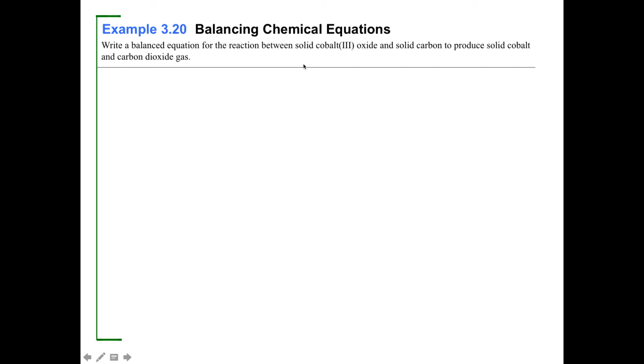Oh, crud. Okay. So I lose my notes when I do it like this. Okay, so let me go back. That solid is here. And the cobalt-3 is here. Okay. And solid carbon. And carbon is elemental. Okay, can you see the solid here? To produce solid cobalt plus carbon dioxide gas. Can you see that? Carbon dioxide gas.